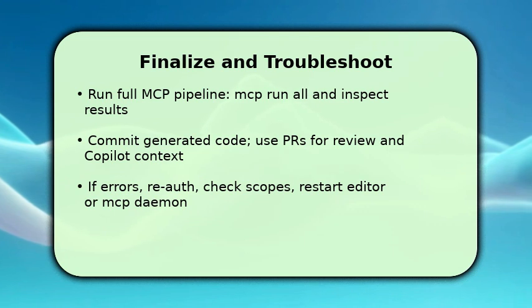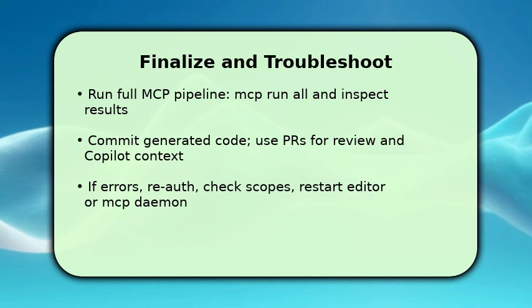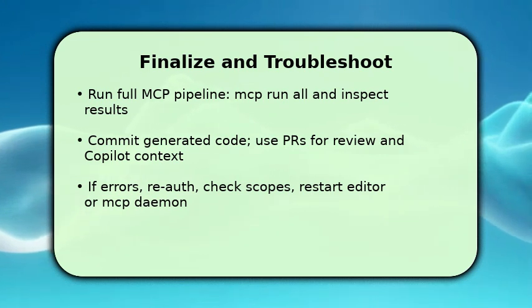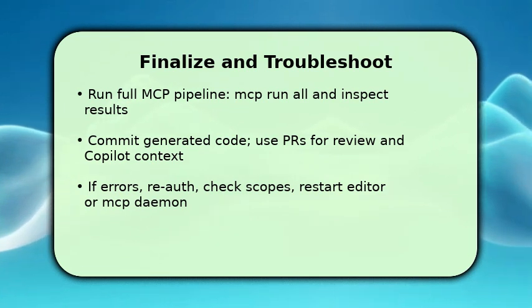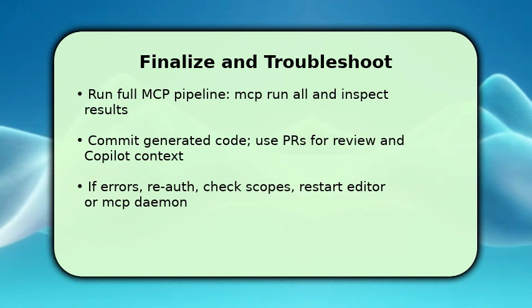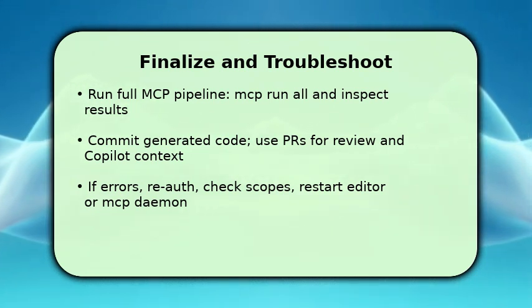If something goes wrong, re-authenticate. Run MCP auth refresh and verify GitHub token scopes, then restart your editor or the MCP daemon to clear stale caches. If failures persist, inspect logs for missing file paths or prompt mismatches and correct the MCP config mappings.